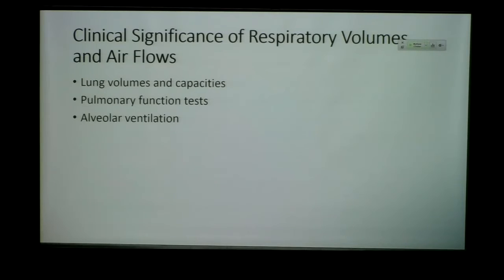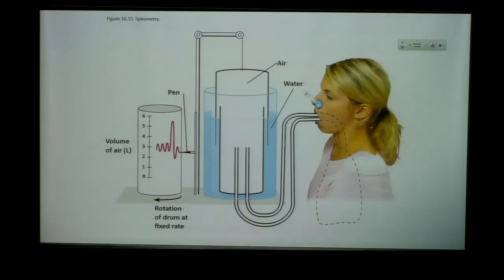Okay, so we're going to move on to speak about the clinical significance of our respiratory volumes and airflow. We'll talk about the volumes and capacities. We'll differentiate them. We'll speak about some more clinical things like pulmonary function tests. And then lastly, we'll talk about alveolar ventilation.